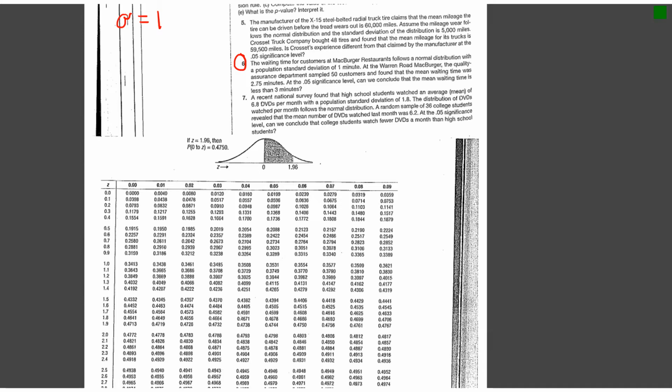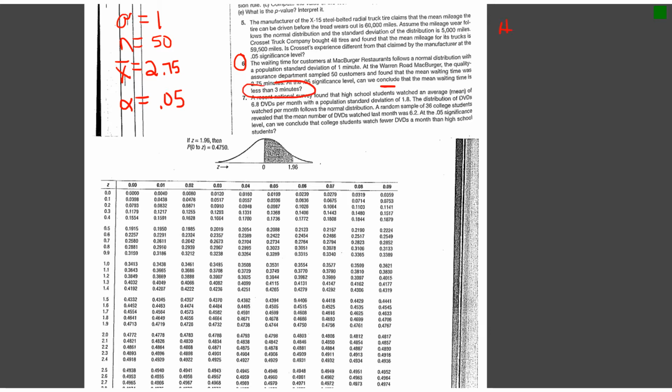And it says that their insurance department has a sample of 50, so I'm going to make sure you note that the sample size is going to be 50 customers. And the average wait time was 2.75 minutes. So guys, that was basically your X bar, 2.75. They went ahead and gave that to you. So they say use significance level, that's 0.05. And they want to conclude, and here are the key words, if the average waiting time is less than 3 minutes.